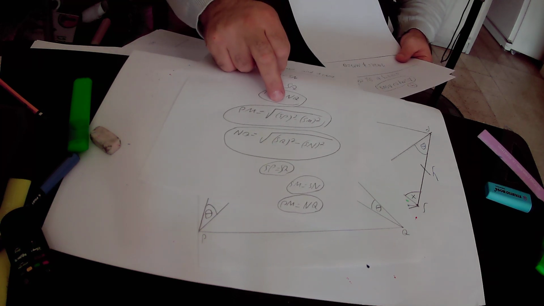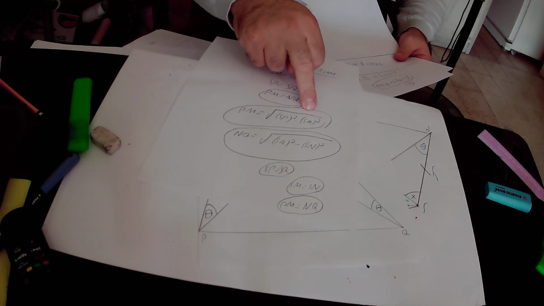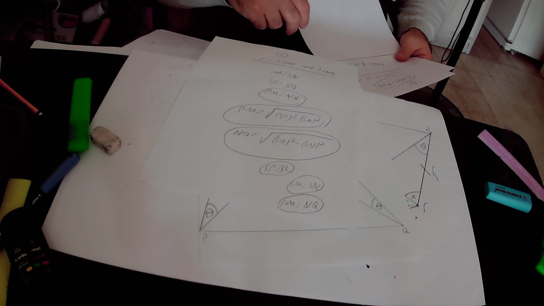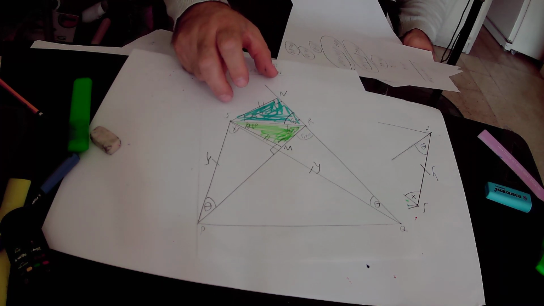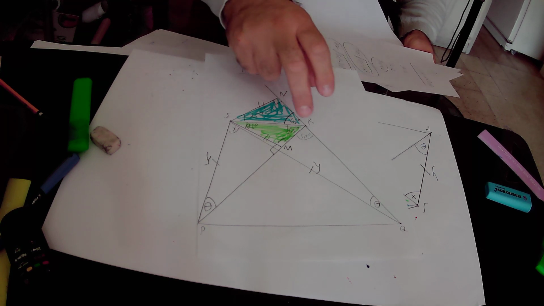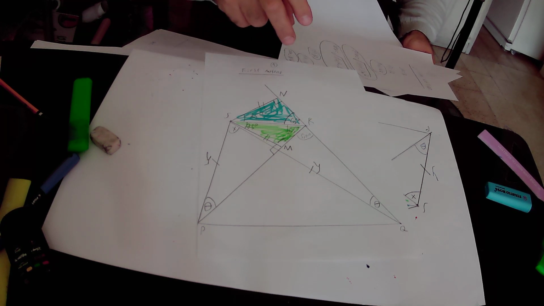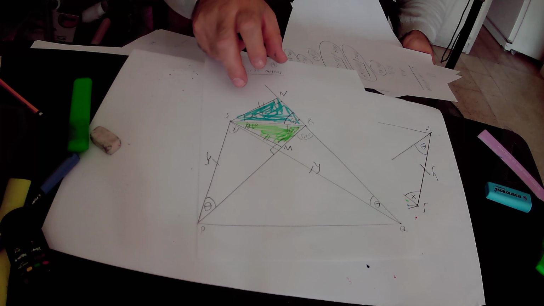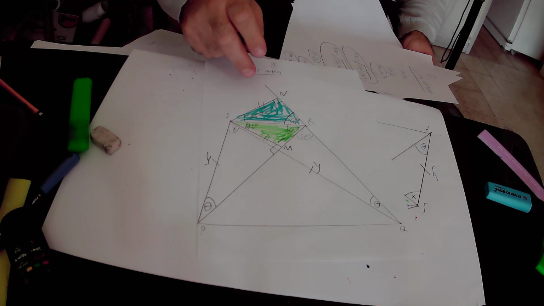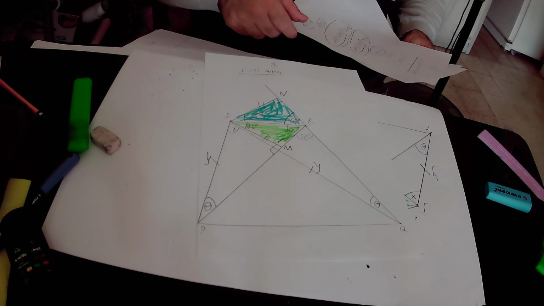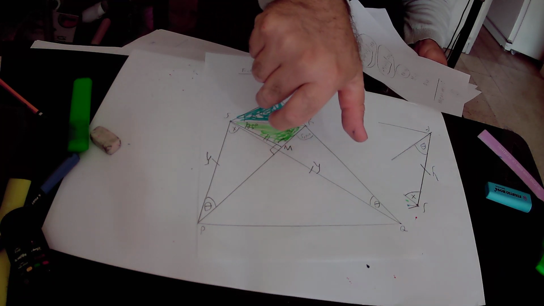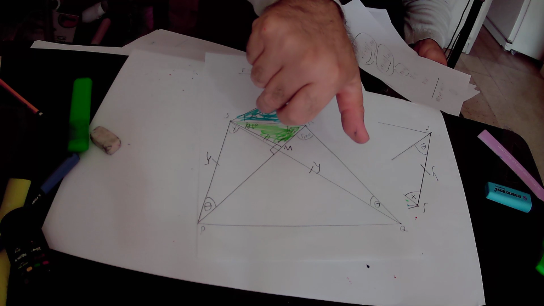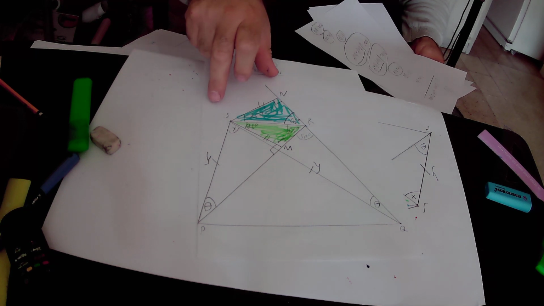PM equals SP squared minus SM squared. Okay? And what is the value of QN? We should remember that SNQ is a right triangle. Therefore, we can implement the Pythagoras theorem in the right triangle SNQ. So the value of NQ will be equal to the square root of SQ squared minus NS squared.